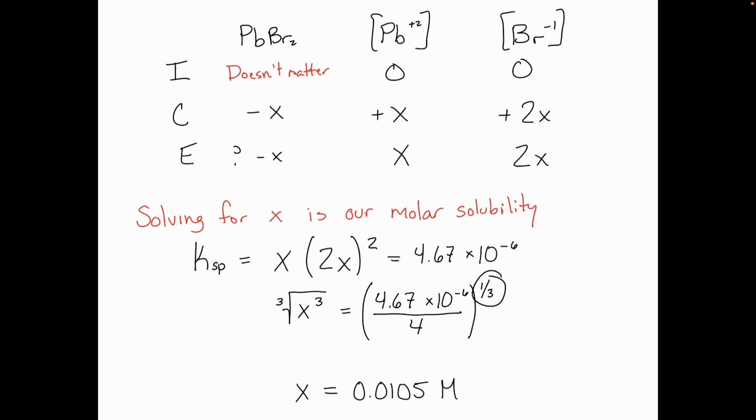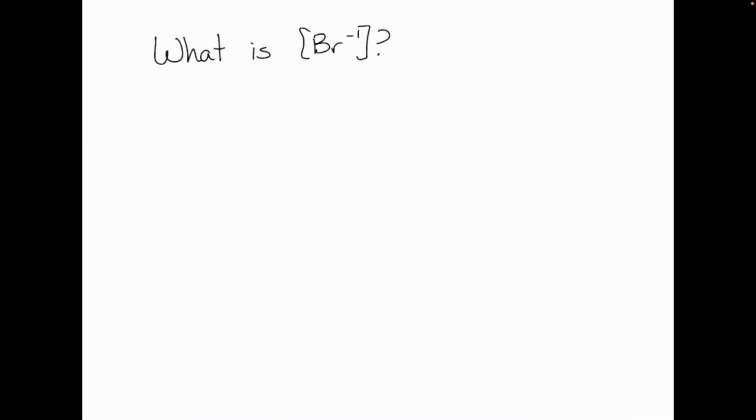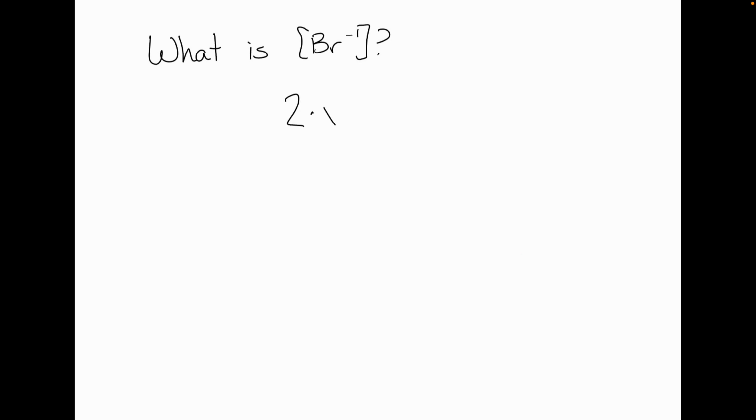All right, well, let's look at all this work that we've done. We figured out what X is, our molar solubility. How could I use that to find my bromide ion concentration? What is the bromide ion concentration at equilibrium? 2x. So if I wanted to know specifically that bromide ion concentration, I would just take X and multiply it by 2. Right? Because for every mole of lead bromide that dissociates, I get 2 moles of bromide. So this would be 2 times X, which is just 0.021.